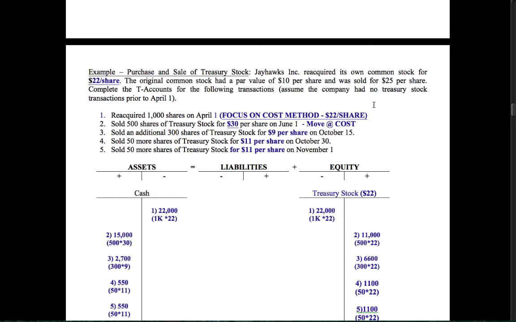I can guarantee you on your exam you will have a problem very similar to this. In addition, on your homework, I have included a problem like this, but it also incorporates a few additional items with regards to establishing common stock and preferred stock.